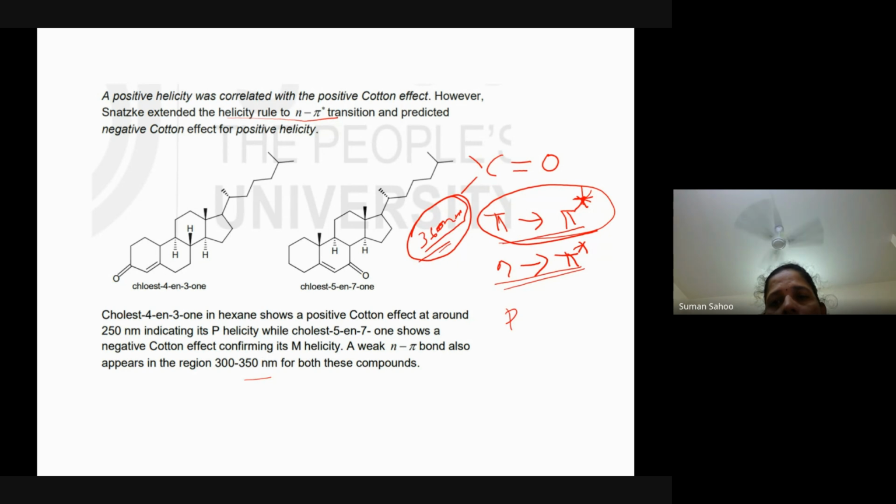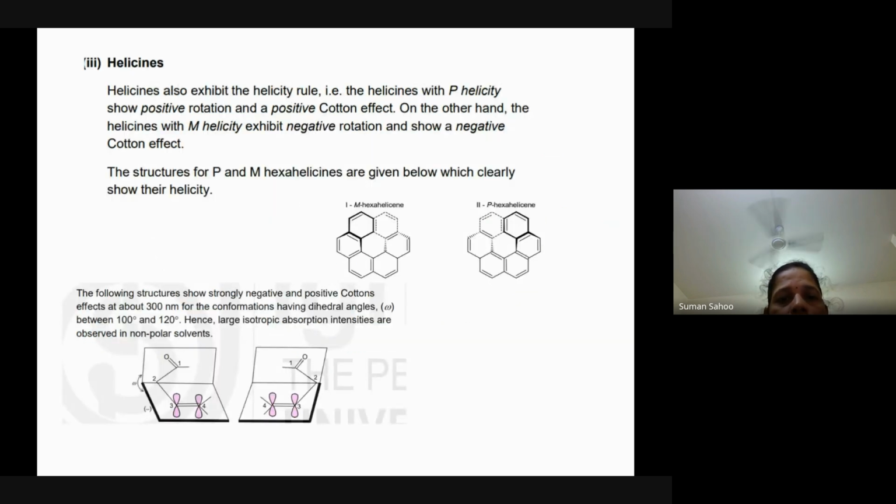So they are assigning the signs depending on which kind of molecular transition they are observing. In the case of helicenes also, they have the same rule. For the P helicene, if you just see, this one is anti-clockwise. Okay, so this one is the M helicene, and this one goes in the clockwise direction. So that is your P hexahelicene, this is your M hexahelicene. So this gives you a positive Cotton effect, and this gives you a negative Cotton effect.